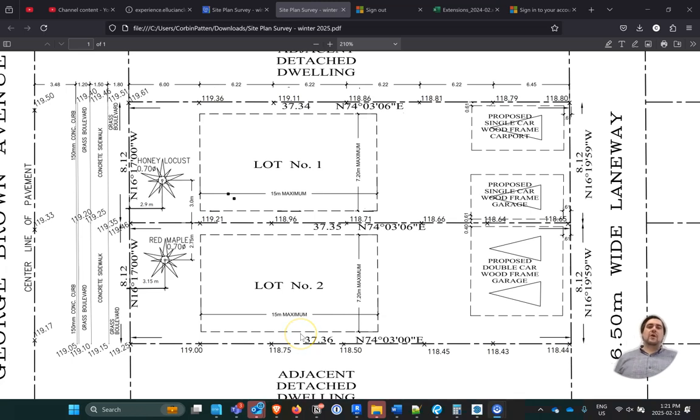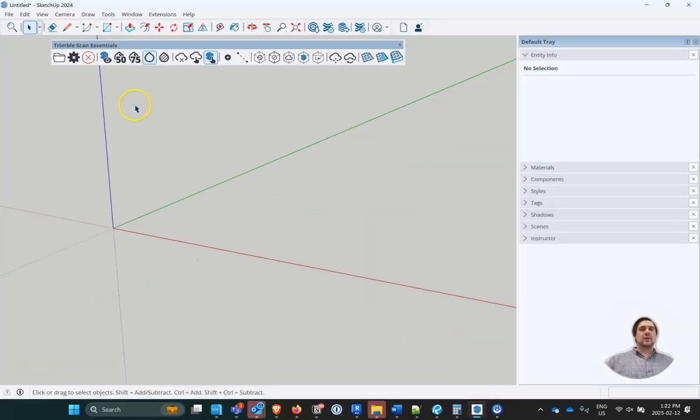All right, so on your site plan here, we have all of these elevation markers. So we have the 119.61, the 119.63, the 119.11, and so on and so forth. So when we're starting to translate that information into an elevation, I'm going to show this in SketchUp.